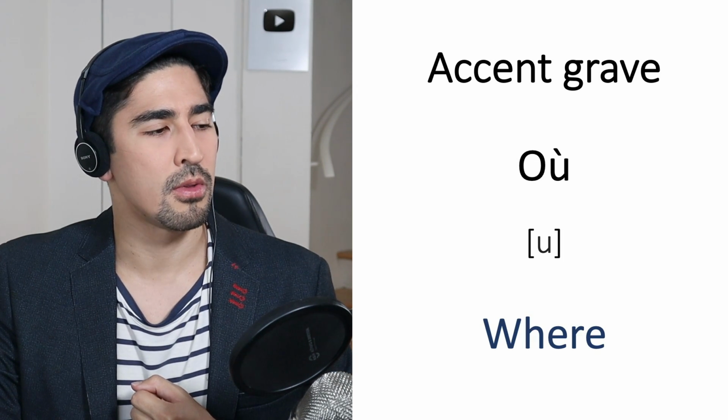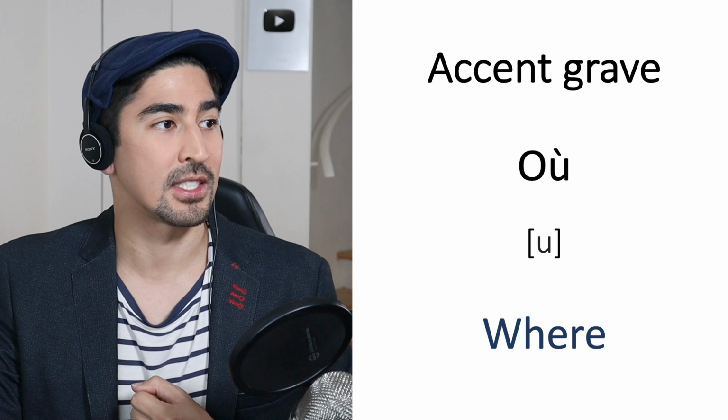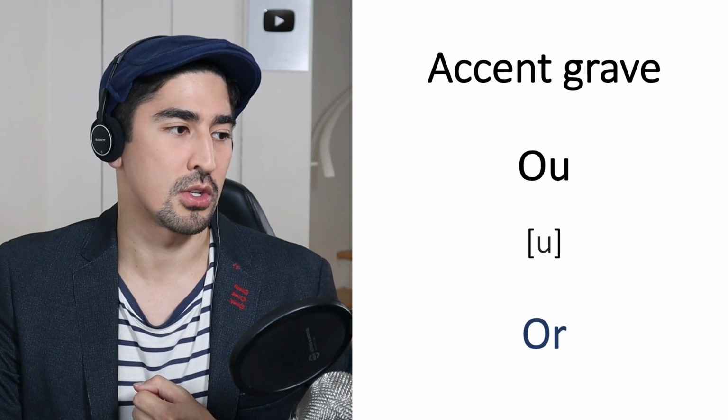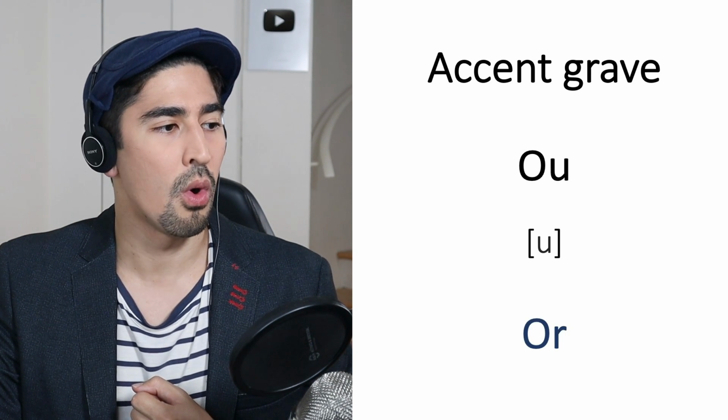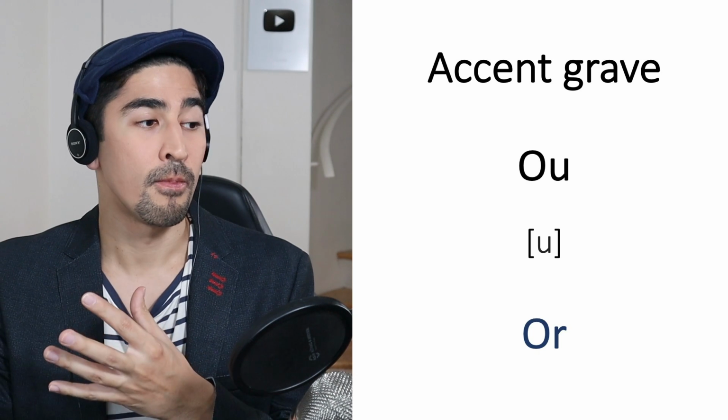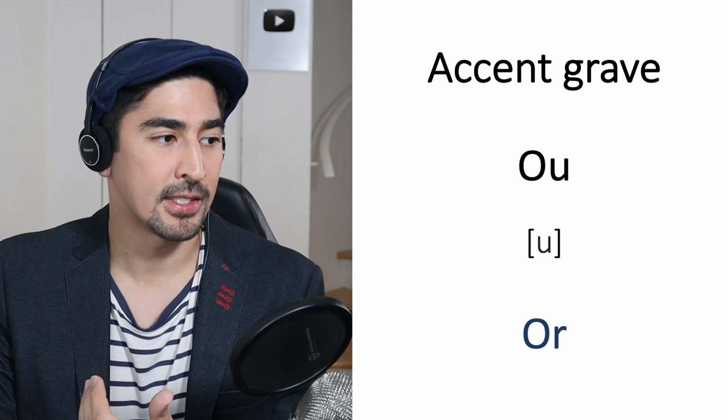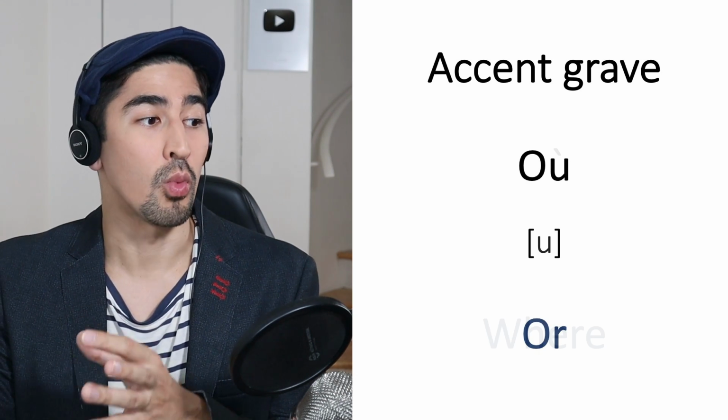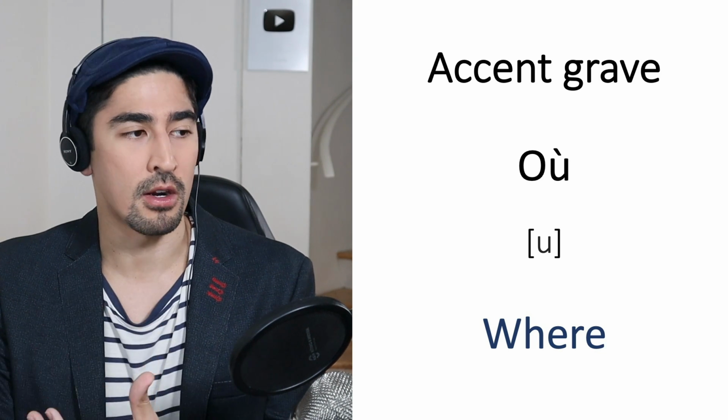Then here also the U, le U, avec un accent grave. It's not going to change the pronunciation. So O, U, ensemble, ou. Without the accent, it's going to be or, but with the accent, it means where, où.